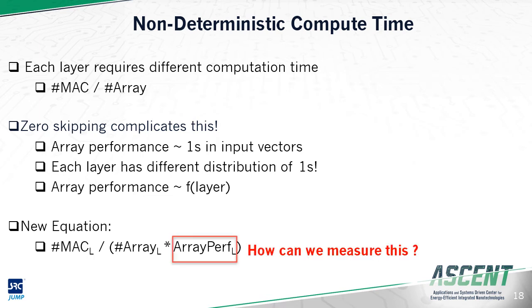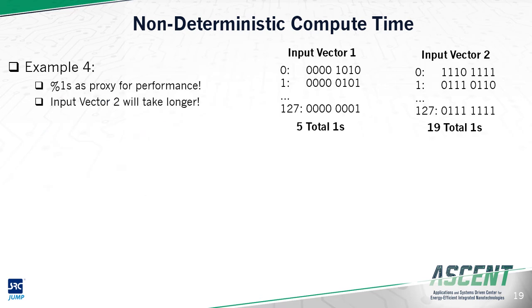But how can we measure this parameter, array performance? A very simple proxy for array performance is just profiling the number of ones in the input data. And so over some samples, we collect percentages that reflect the rest of the data to come.